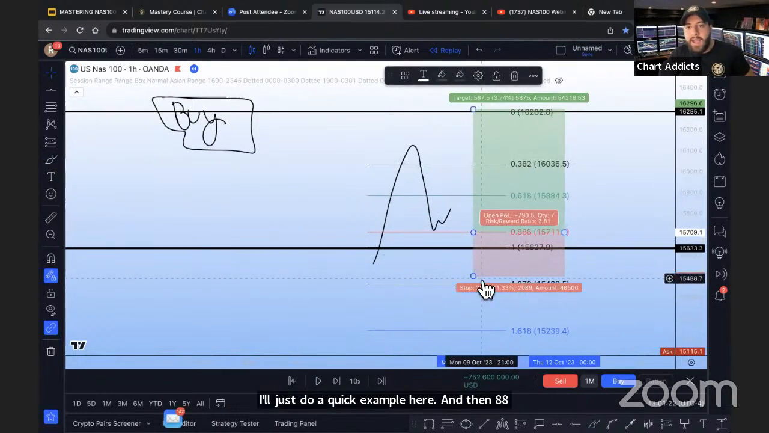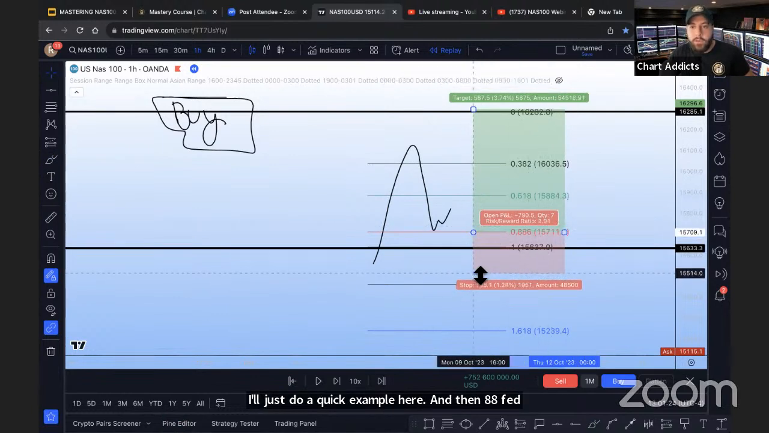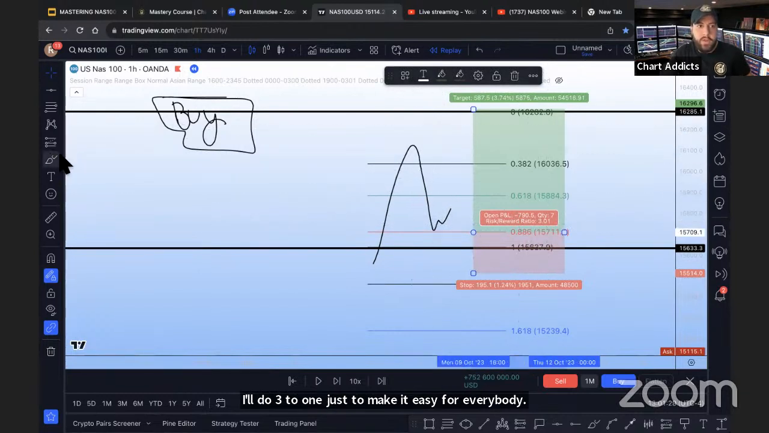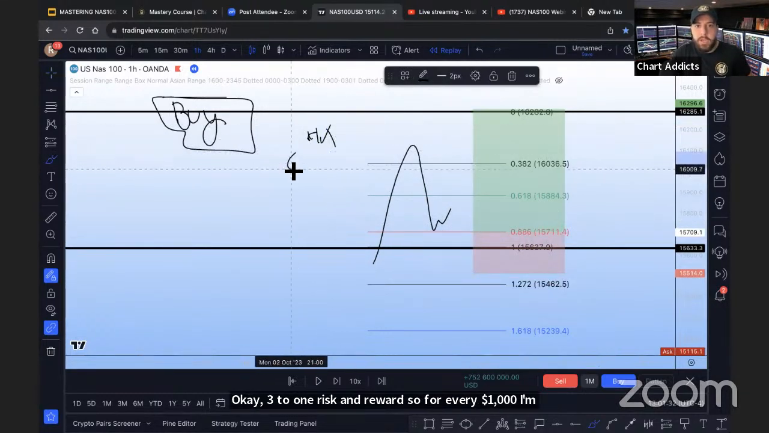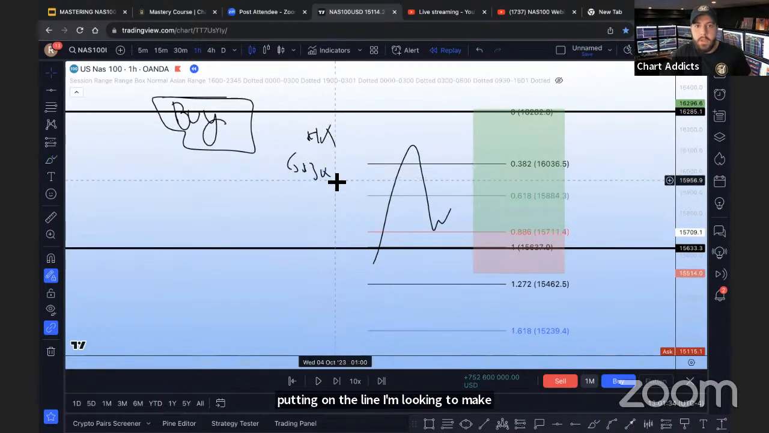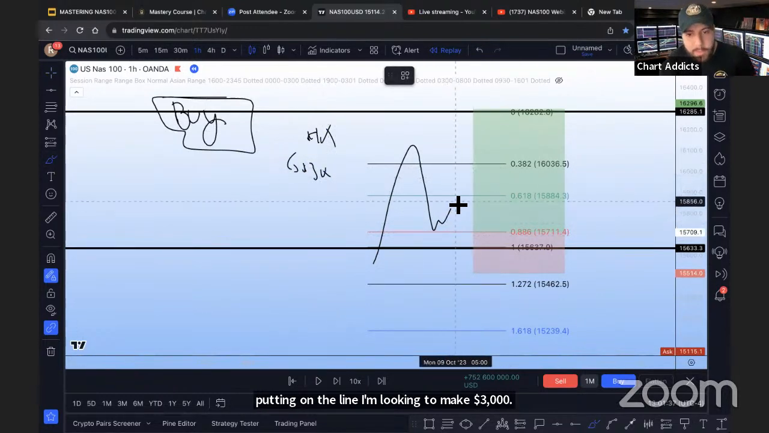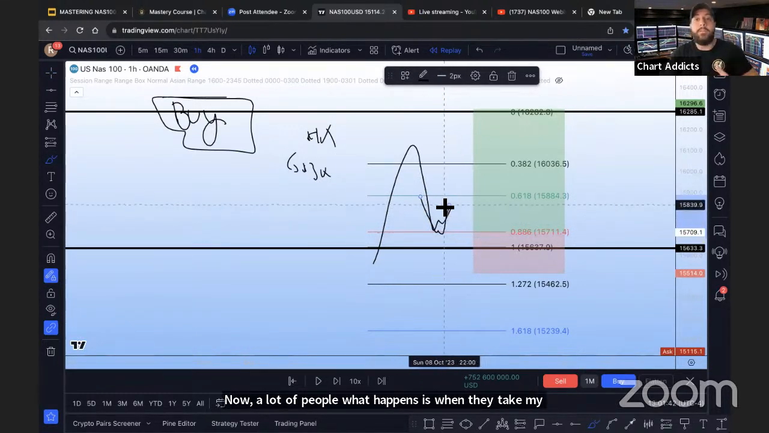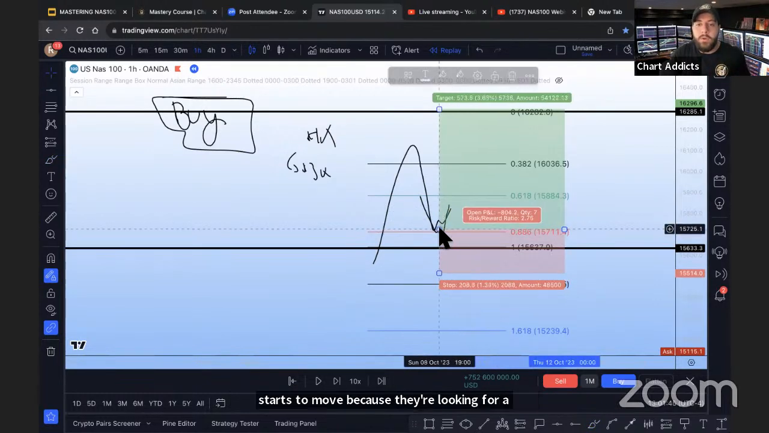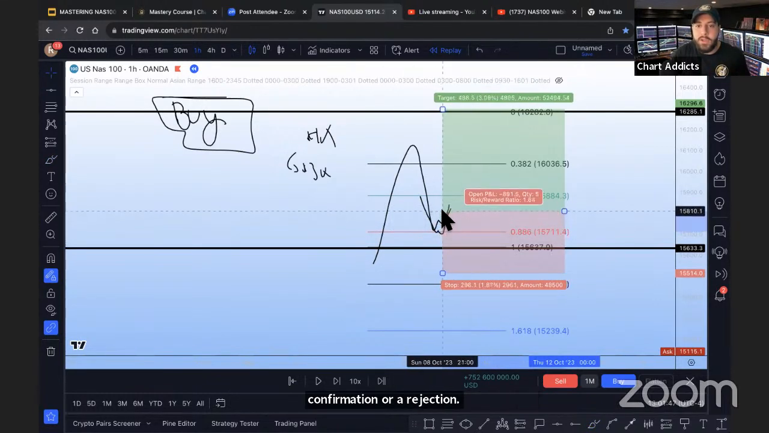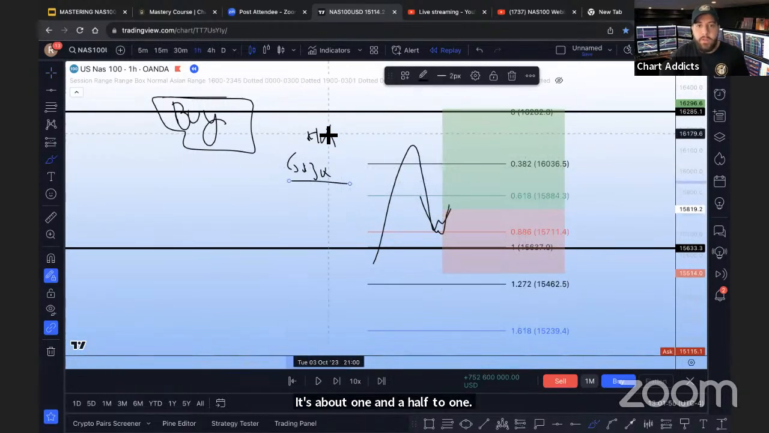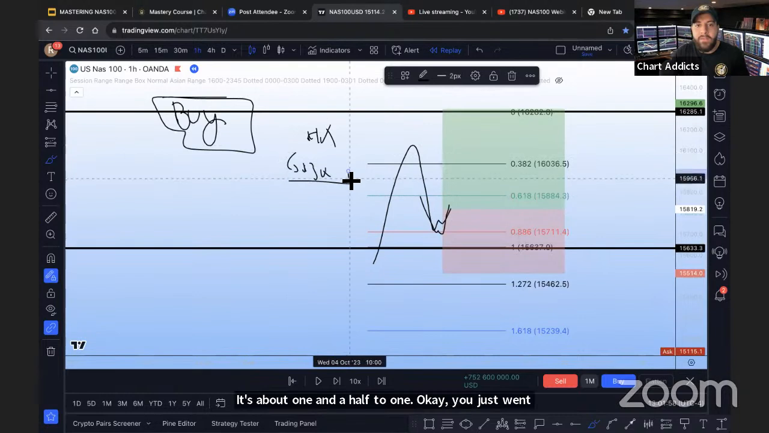If I'm taking a trade, on average it's going to be a little bit under 3-to-1. I'll do 3-to-1 just to make it easy for everybody. Okay, 3-to-1 risk and reward. So for every $1,000 I'm putting on the line, I'm looking to make $3,000. Now, a lot of people, when they take my boot camp, the price gets to the prime entry and then it starts to move because they're looking for a confirmation or a rejection. Once the market moves, if you wanted to wait for that rejection, what's the risk and reward now? It's about 1.5 to 1. Okay. You just went from making $3,000 per thousand risk to only making $1,500.